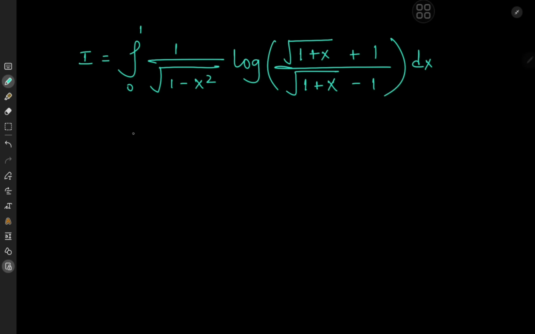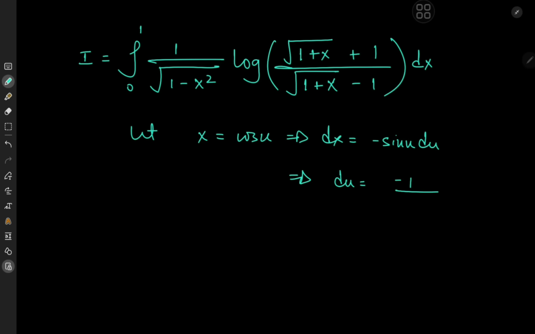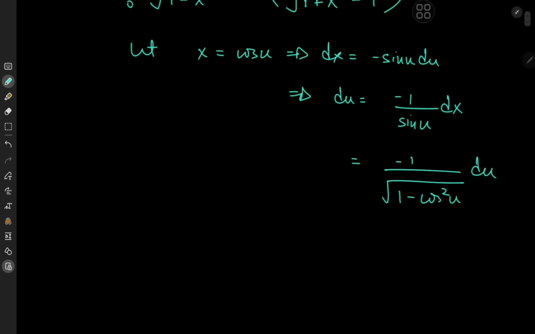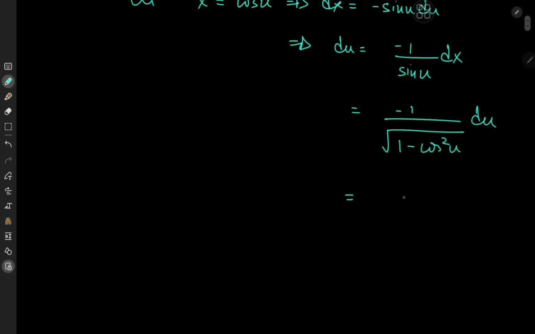So, let's make the substitution of x equal to cosine u. Now this implies that dx equals negative sine u du. Or we could write this as du equal to negative 1 by sine u dx. And what exactly is the sine of u in terms of the cosine of u? That would be root 1 minus cosine square u. And what exactly is the cosine? Well, that's x. So we have negative 1 by root 1 minus x squared dx equal to du.